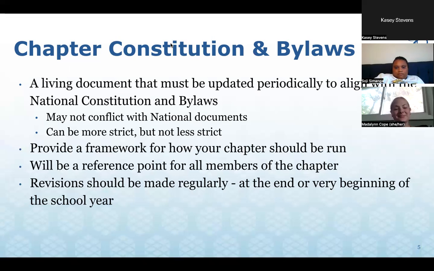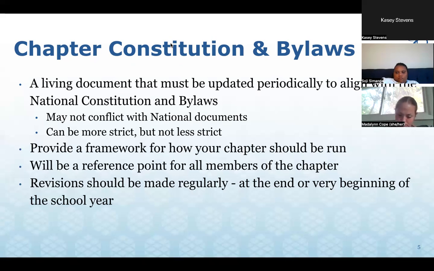So revisions should be made regularly. Usually, like I said, it should be set forth in your constitution and bylaws when that might be occurring. But most regularly it happens at the end of a semester or school year, or at the beginning of a semester or school year. So I would just check your local constitution and bylaws to make sure that you follow that timing to the best of your ability.